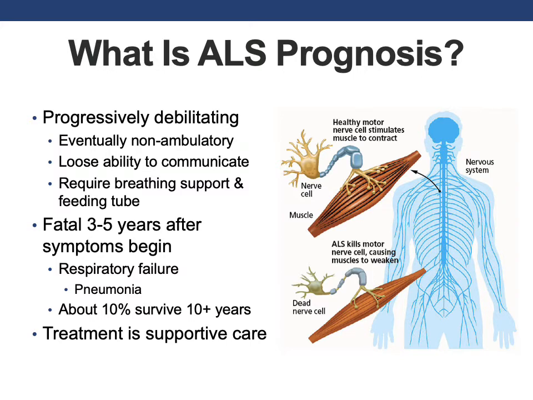Most medical information states that ALS is fatal 3 to 5 years after symptoms begin. However, about 10% survive 10 or more years. You'll see images of long-term survivors in this PowerPoint. Currently, there's no cure, and the only treatment is supportive care. Most patients with ALS succumb to pneumonia.